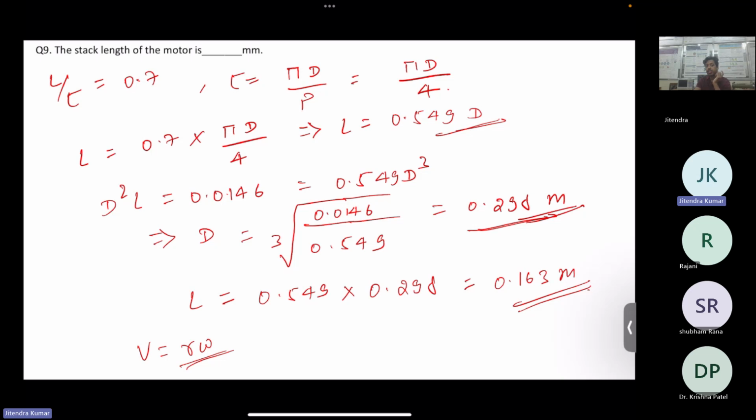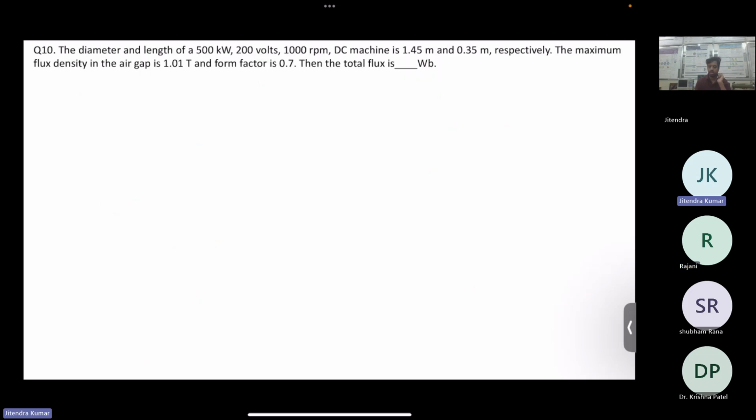Pay attention to the question and try to think. Oh, only we can see. Okay, sorry about that. I think now it is visible? Yes, now we can see.